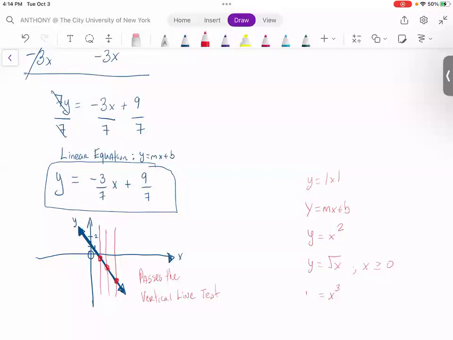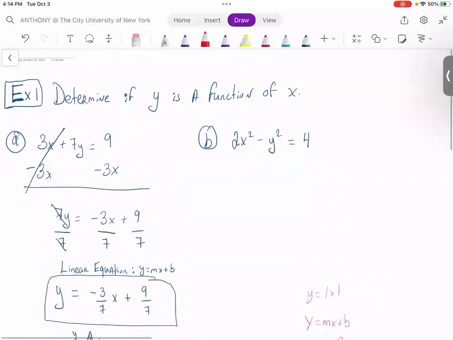In our second example, it was given as 2x squared minus y squared equals 4. So we have to isolate the y by itself. So the first thing that you would do is subtract 2x squared on both sides, right? Subtract 2x squared both sides. The 2x squares will cancel. This gives you negative y squared is equal to negative 2x squared plus 4.